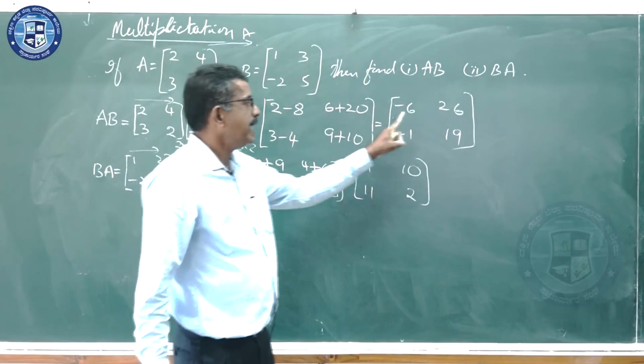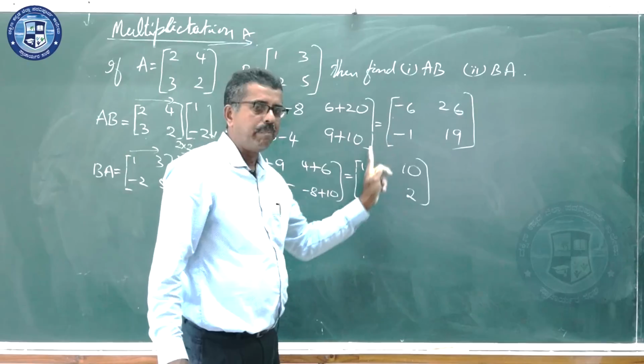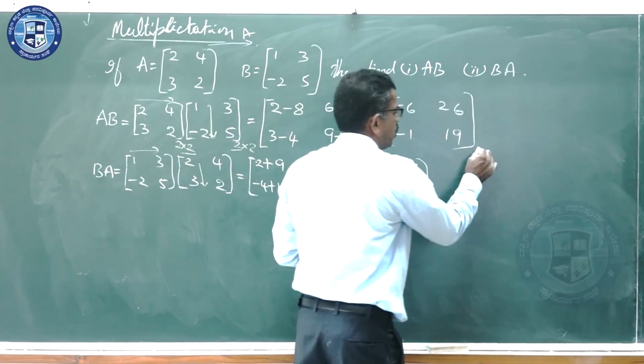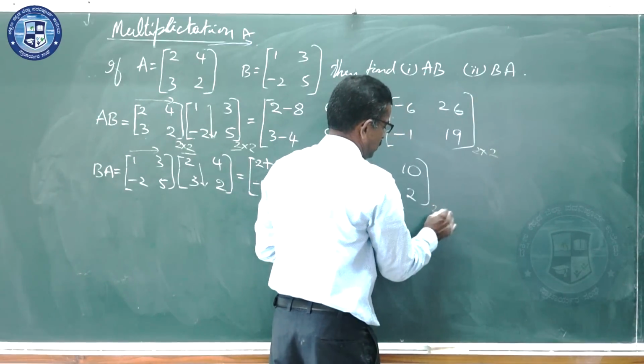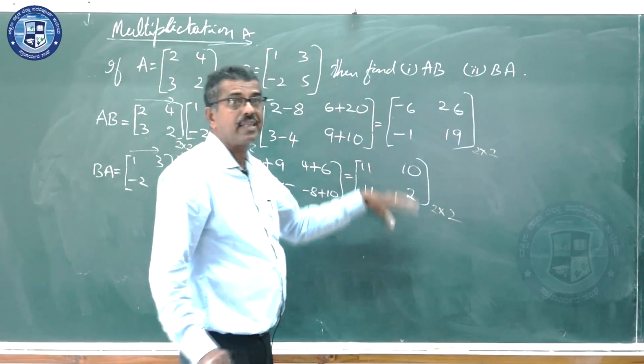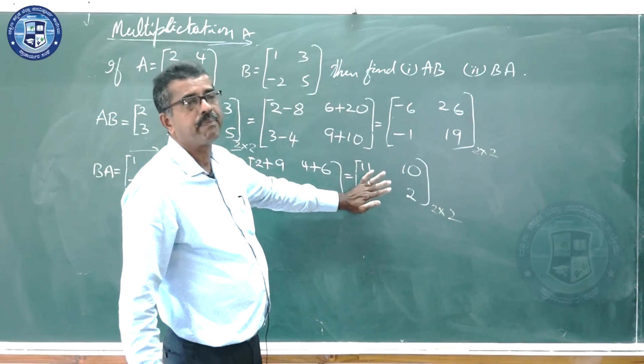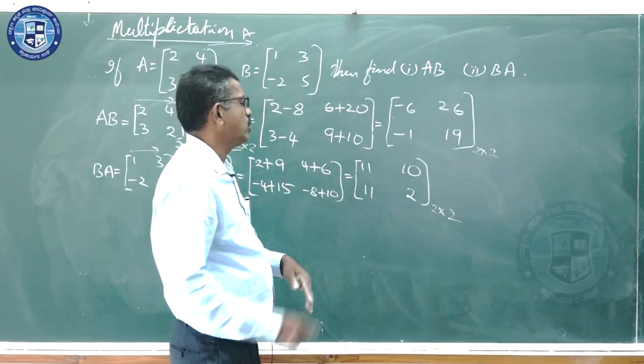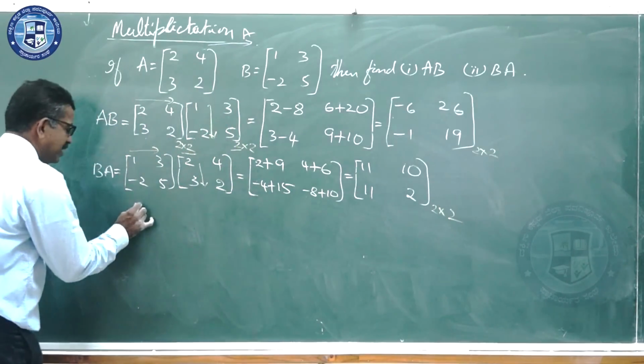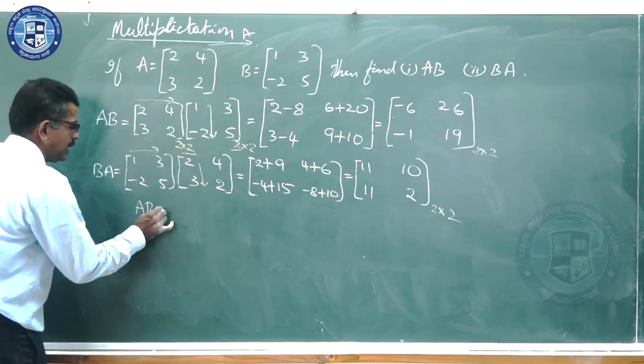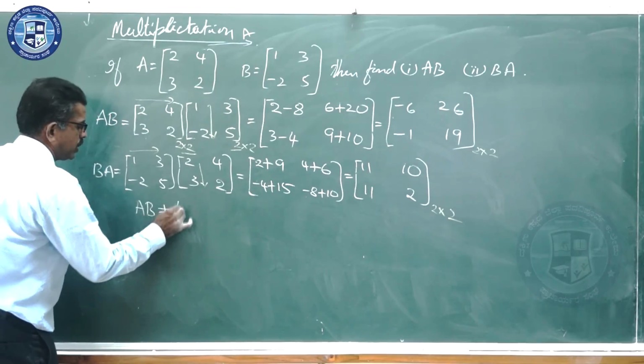Just observe here, A into B, B into A. Of course, both have the same order, doesn't matter. But are the corresponding elements the same? Corresponding elements are not the same. Therefore, it's very clear, AB is not equal to BA.